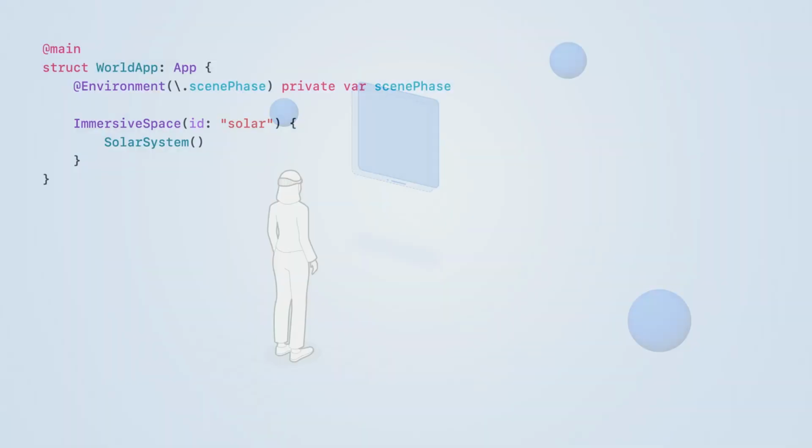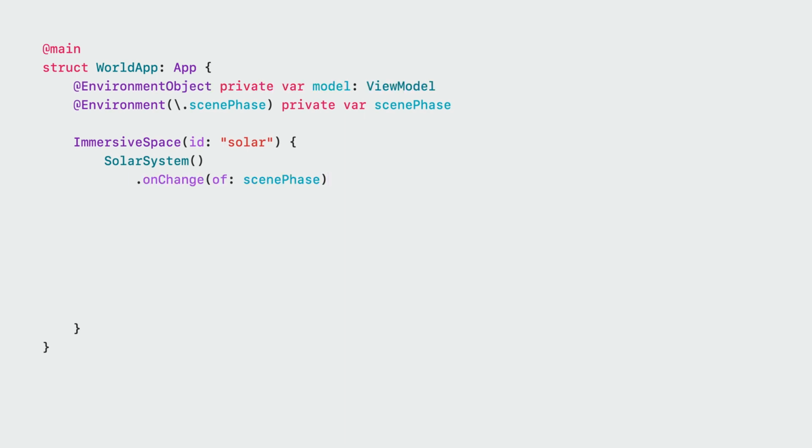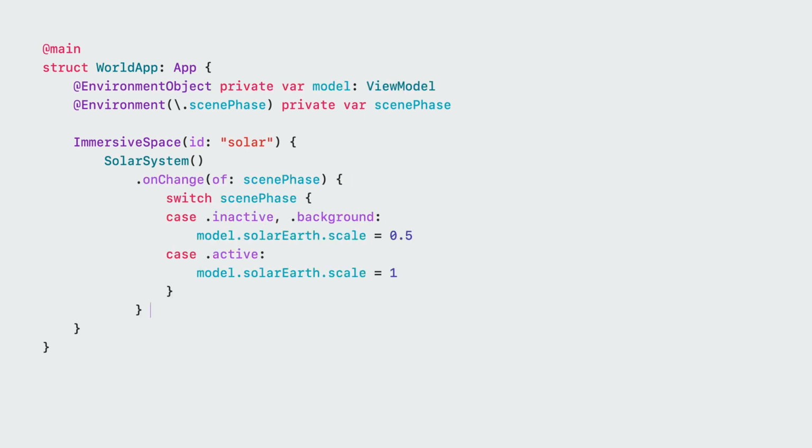For our World app, we can add a few quick lines of code to handle the inactive scene phase. Let's scale down our Earth model to half size to help indicate that the state of the space has changed. Let's also make sure that we handle the active phase to restore the contents. And keep in mind, the space can be dismissed at any time by using hardware or software means.